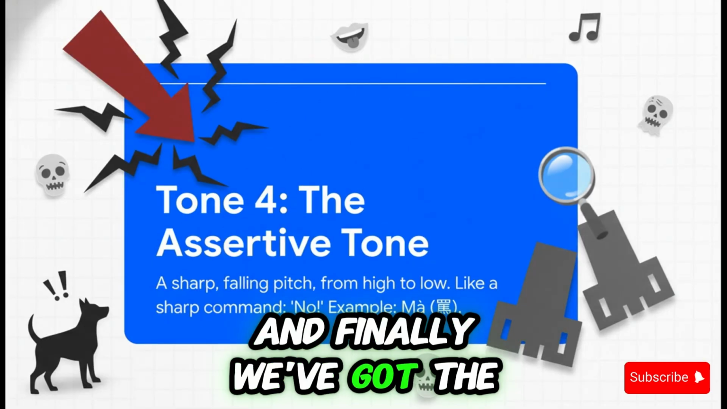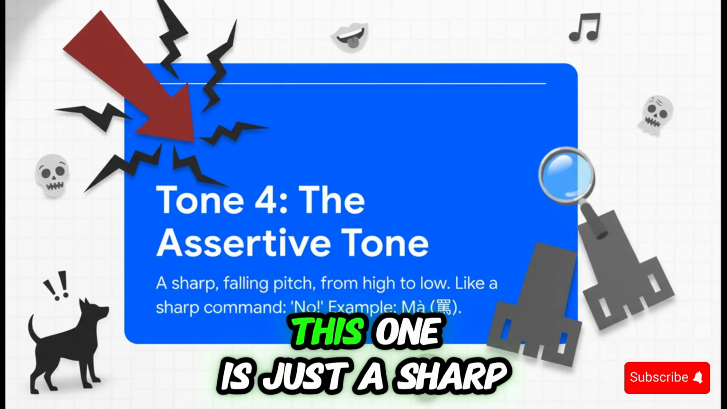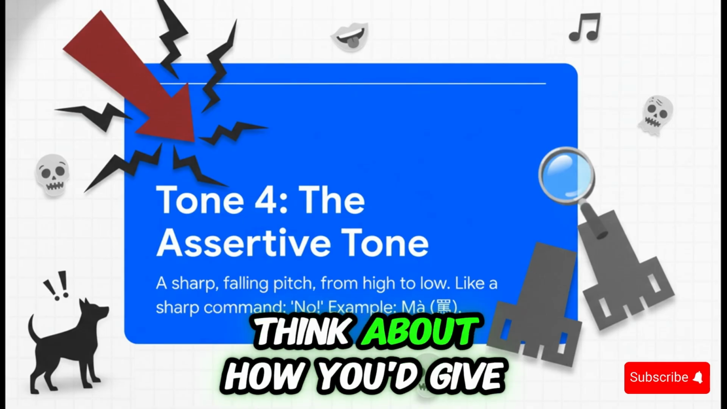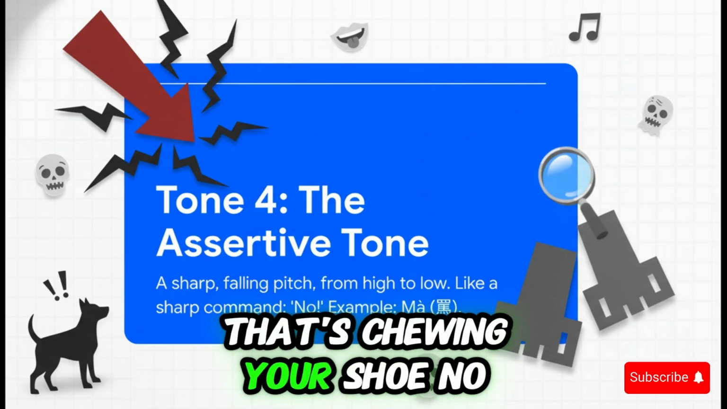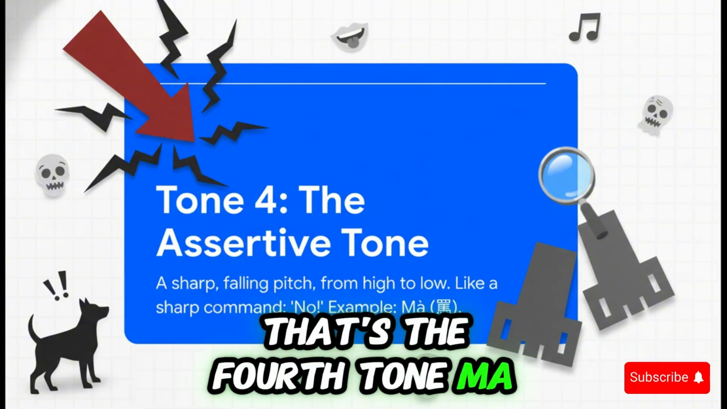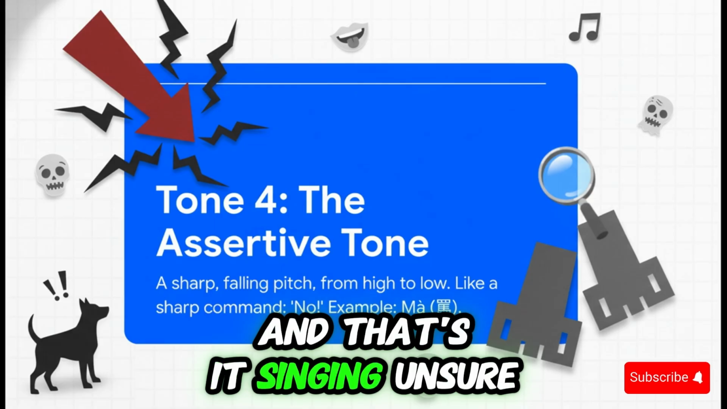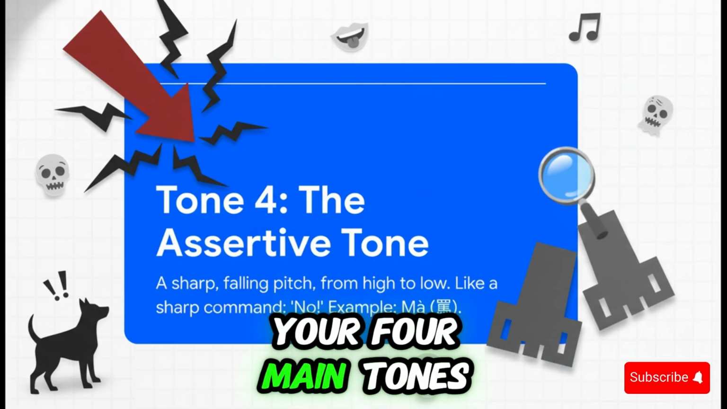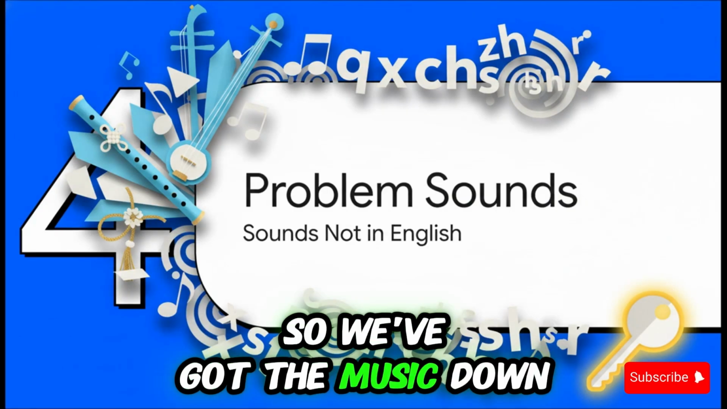And finally, we've got the assertive tone. This one is just a sharp, quick drop from a high pitch to a low one. Think about how you'd give a command to a dog that's chewing your shoe. No, stop. That forceful downward chop, that's the fourth tone. Ma. And that's it. Singing, unsure, zombie, and assertive. Those are your 4 main tones. So we've got the music down.